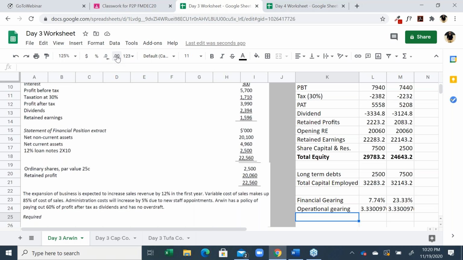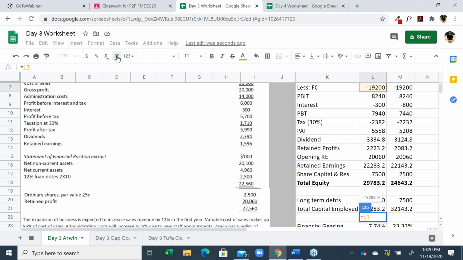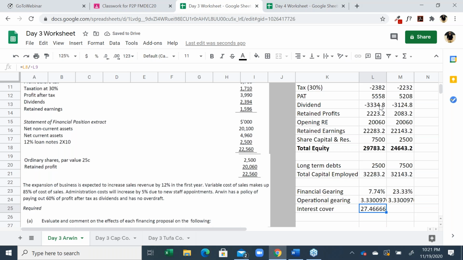Okay, then we have interest coverage. Interest cover, which is equal to PBIT divided by interest, just to know how many times of profit do we have to cover our interest. So we have to pay a $300 interest. We have $8240 of profits. So how many times profit do we have against our interest payment? It's 27.46 times, quite high.